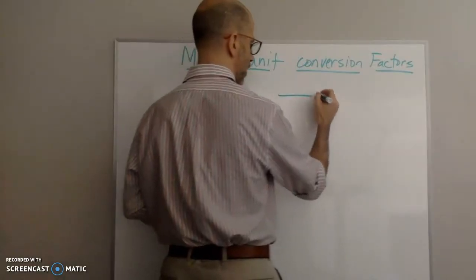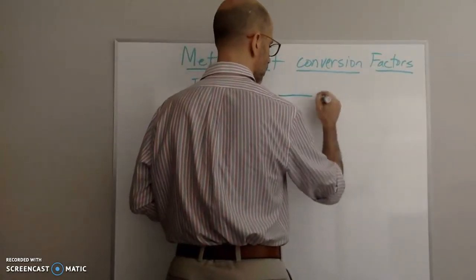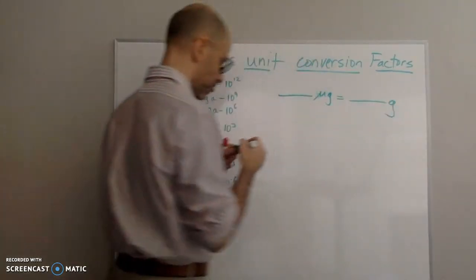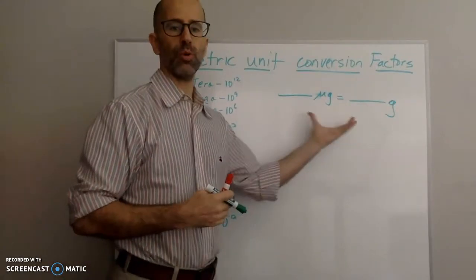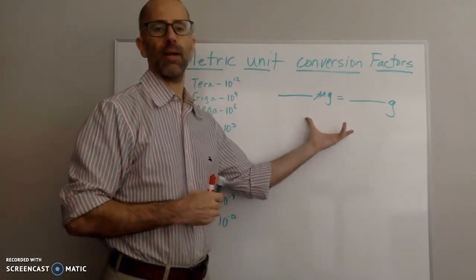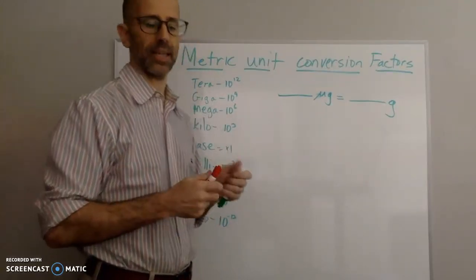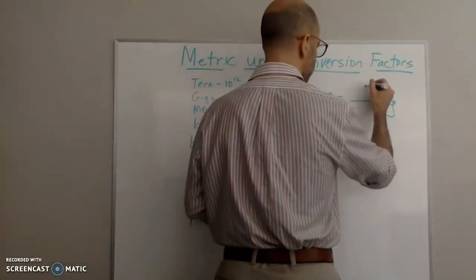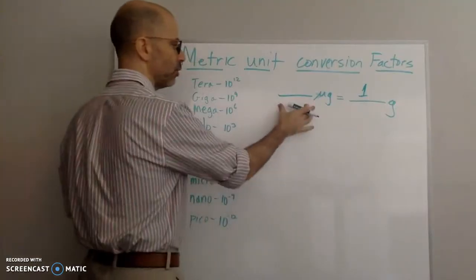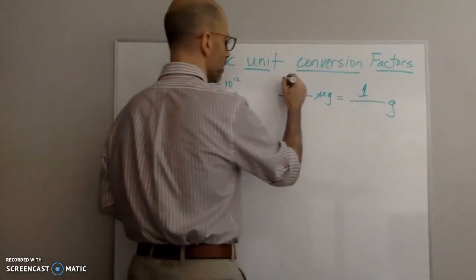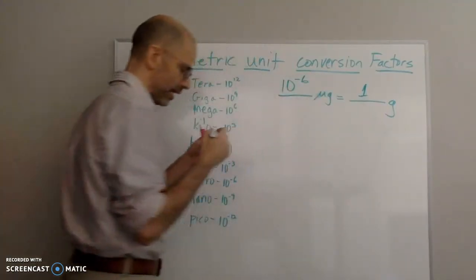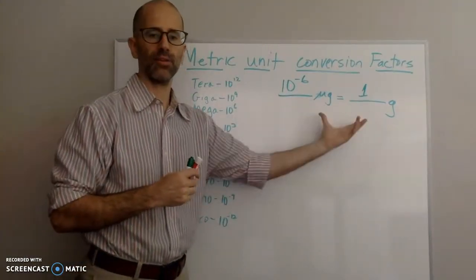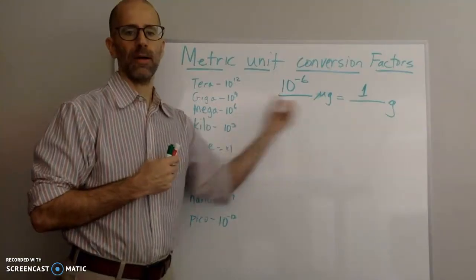So if I have micrograms equal to grams, students will often make a mistake here because they'll accidentally put the 1 with the gram. They'll say, okay, this is 1 gram, and then they'll put the multiplier here like that, and then without thinking about what exactly this means, they'll go ahead and use this, right?